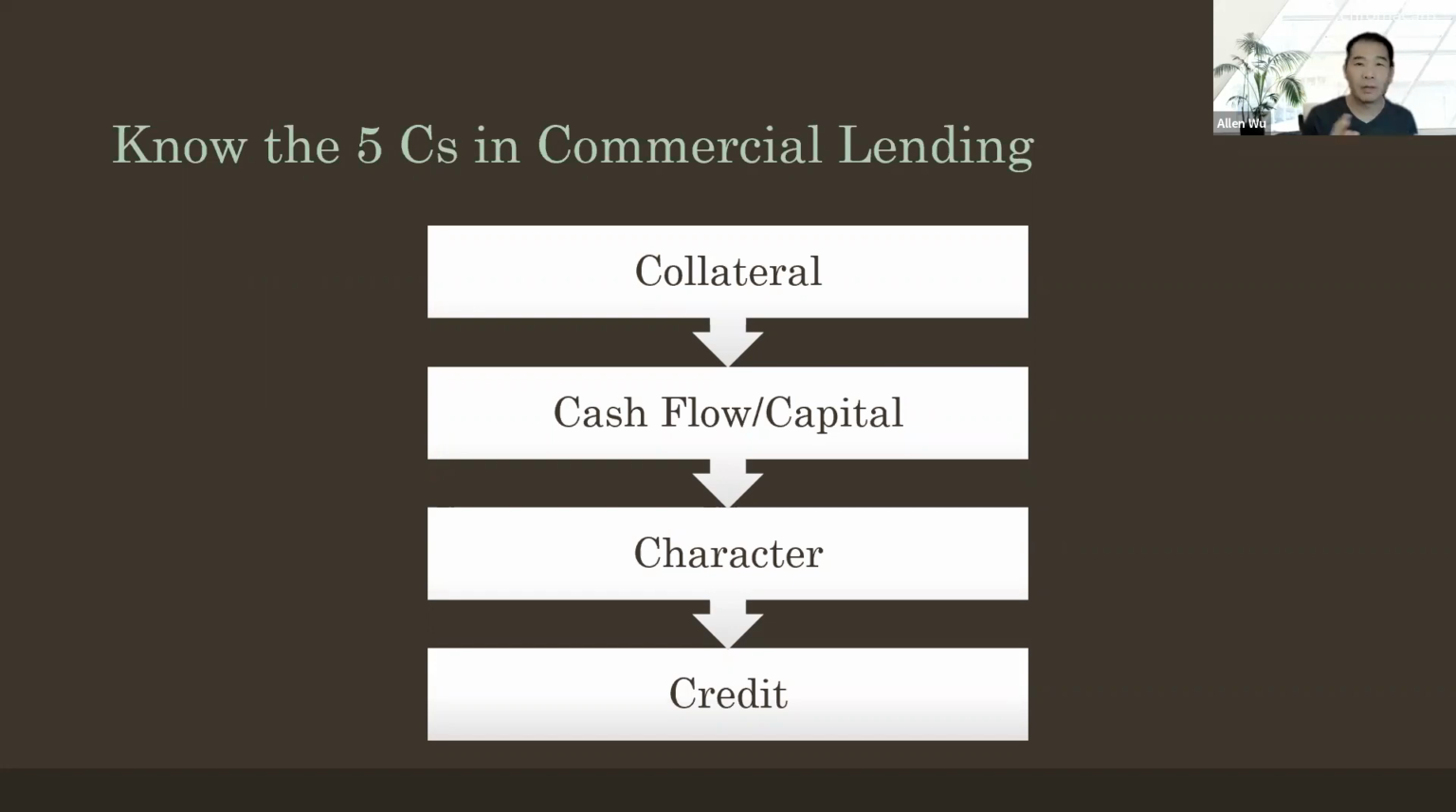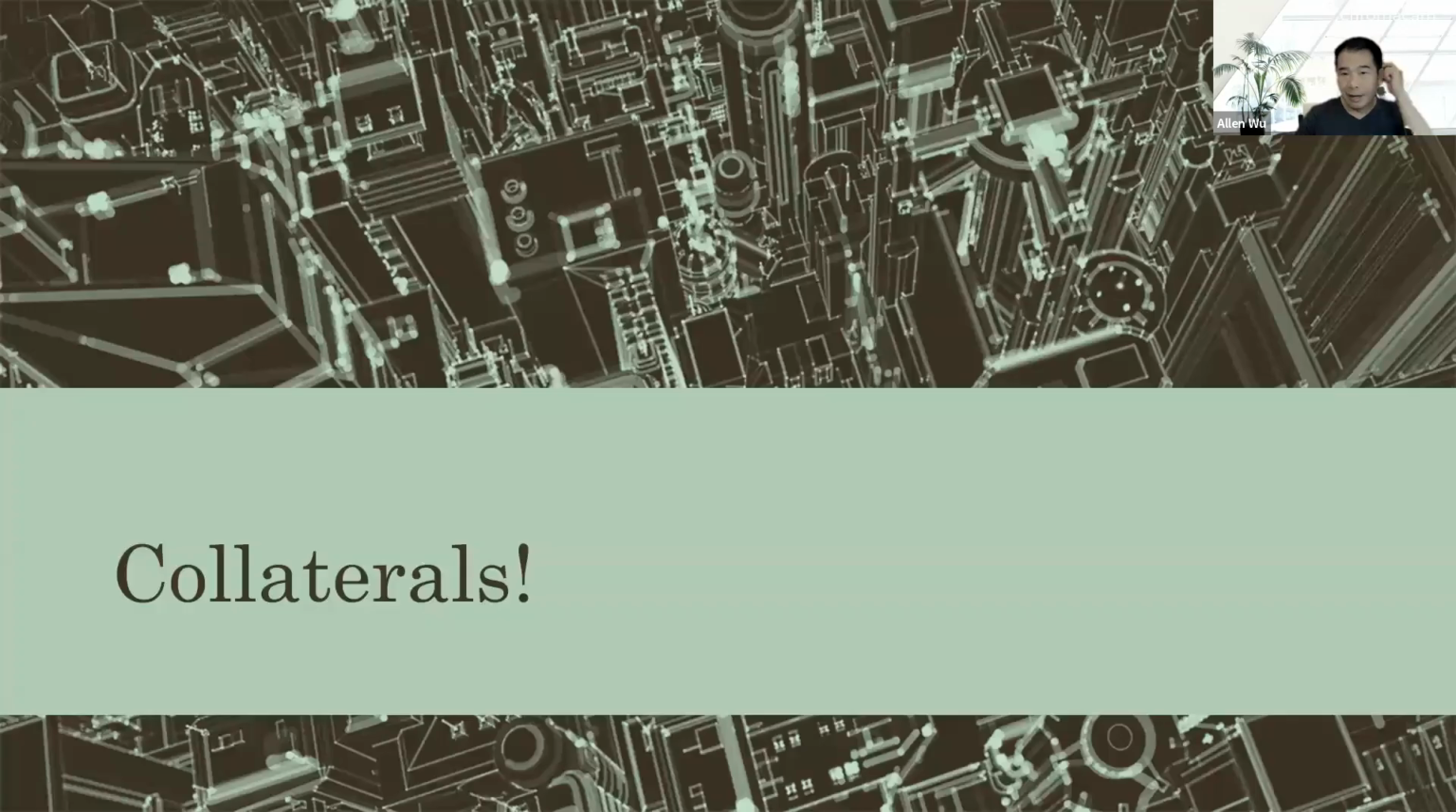Of course, there are so many different variations to it, right? Sometimes people will say conditions of the property, that's another C, and so on and so forth. But anyway, those are some of the basics that we need to understand. That's what we're going to talk about tonight. So collateral. Definitely collateral. Let's talk about collateral.